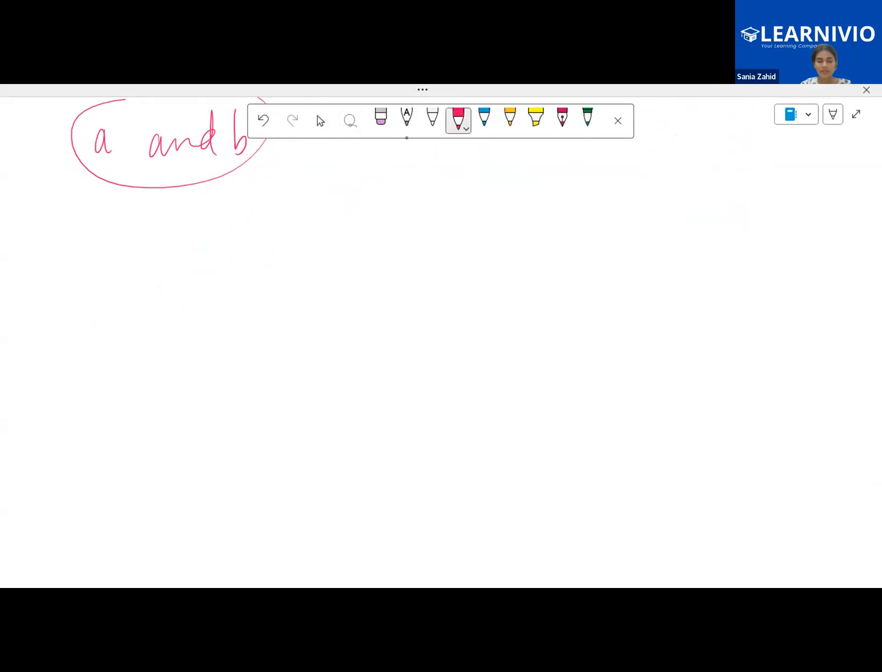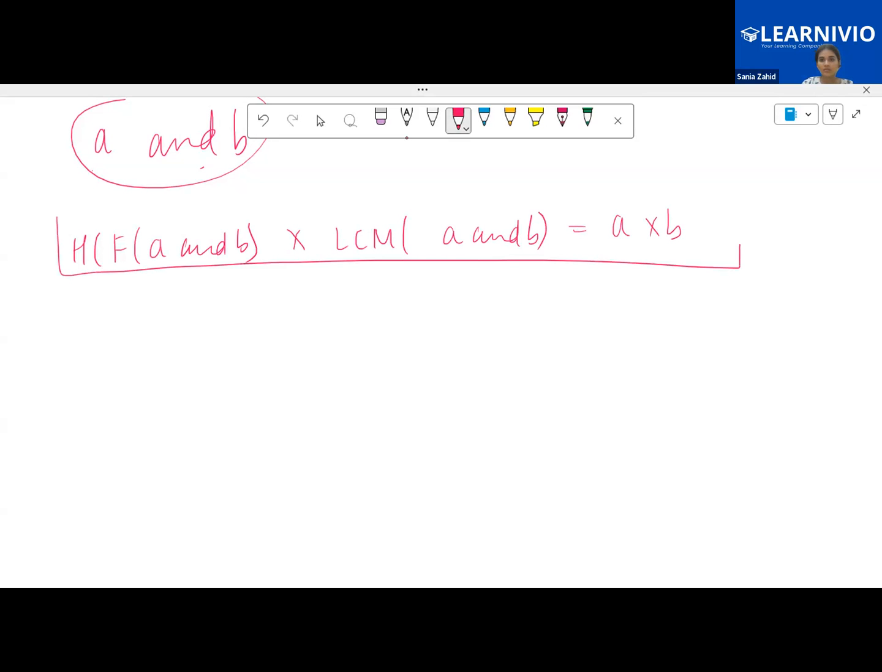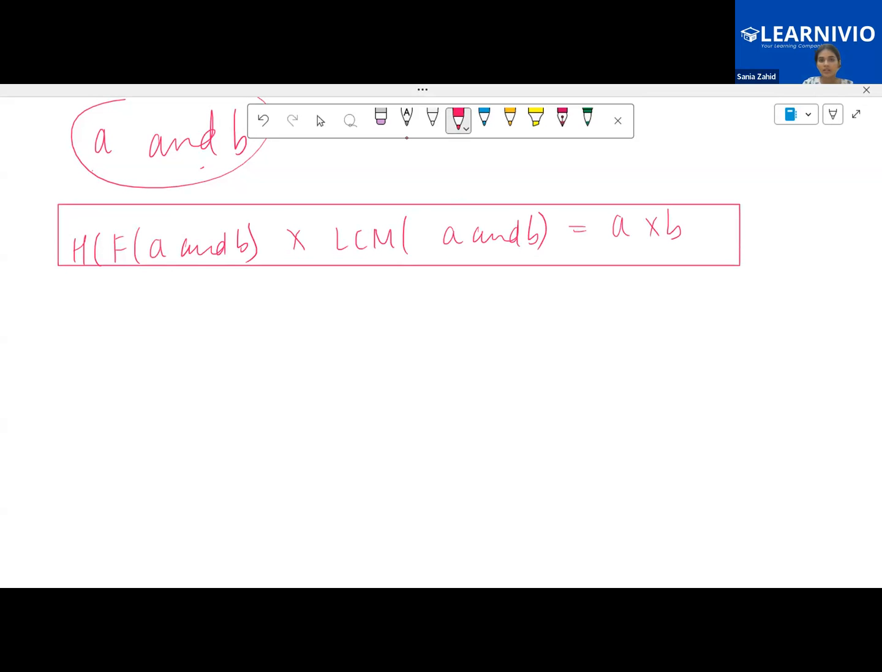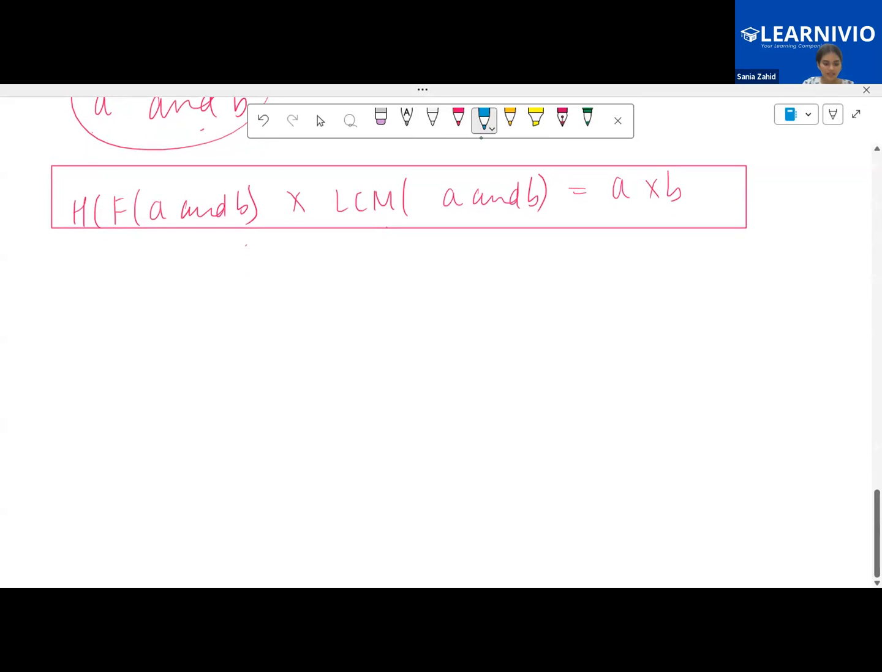Yeah. See, whenever you have two numbers, A and B, when you find the HCF of A and B and multiply it with the LCM of A and B, it is equal to the product of A and B. All right? The HCF of A and B multiplied with the LCM of A and B is equal to the product of A and B. Remember this.